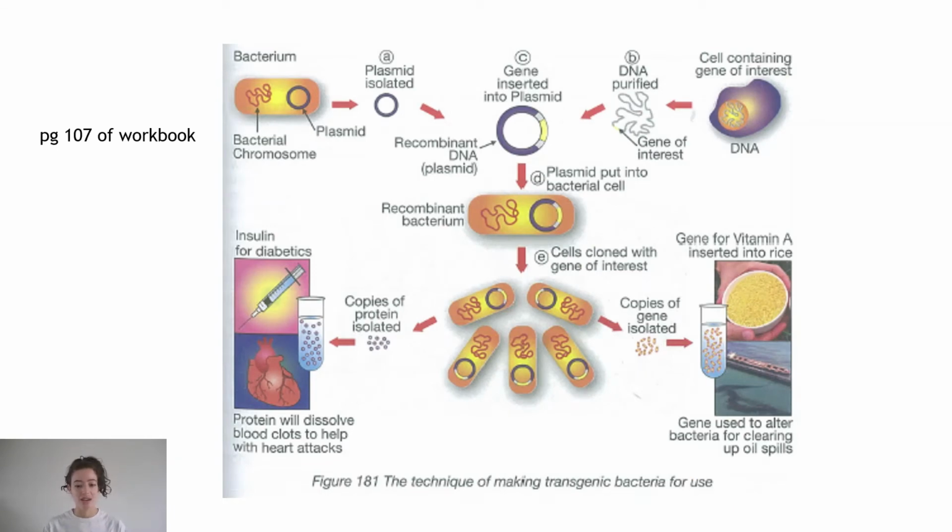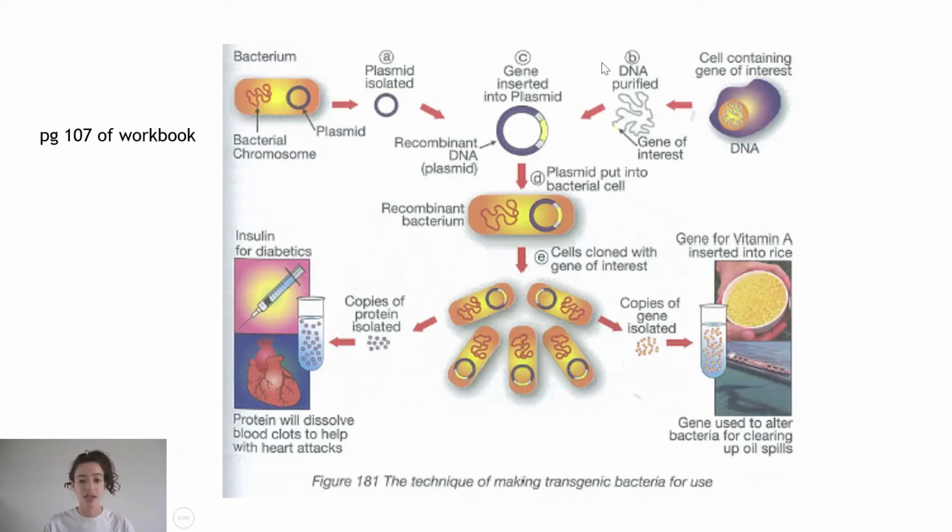So here is a diagram, and you can find this on page 107 of your workbook. I'm just going to go through those 4 steps again. So in the cell containing the gene of interest, we will need to extract the DNA, locate that gene of interest, and then isolate that gene using probes and a restriction enzyme. We need to do the same with a plasmid, for example. So we would need to isolate that plasmid from bacteria and then use the same restriction enzyme to cut the plasmid in the same place.